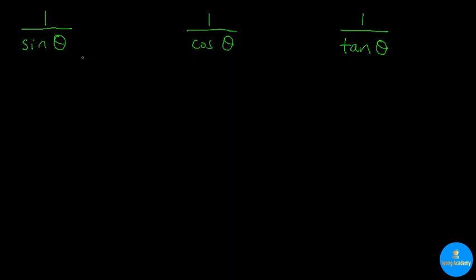Finally, we would like to mention that the reciprocals of trigonometric functions are also quite useful, and we would like to give them explicit names. 1 over sine theta is called cosecant of theta. 1 over cosine theta is called secant of theta. 1 over tangent theta is called cotangent theta.